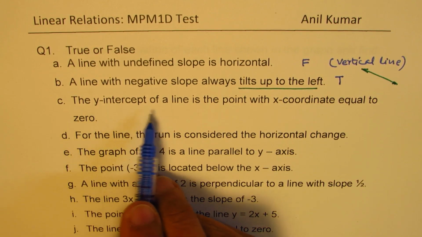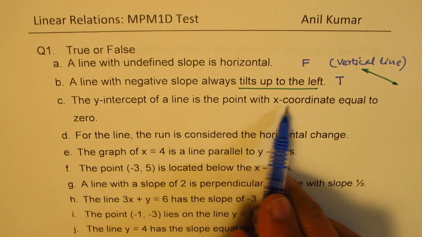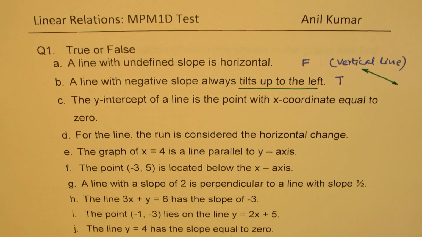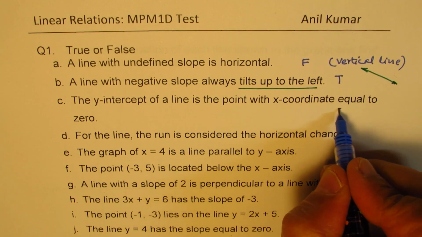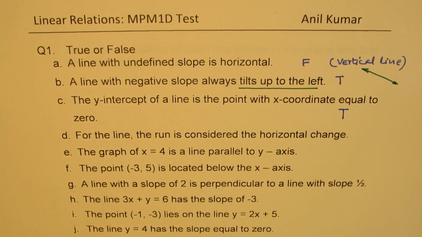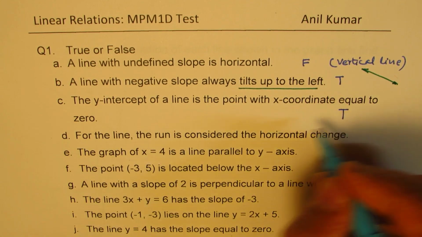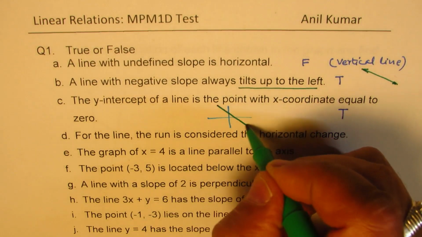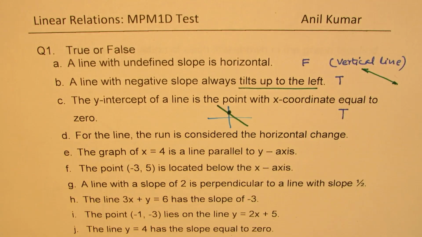The y-intercept of a line is the point with x-coordinate equal to 0. That is correct. So this statement is also true, right? So if you have a y-intercept, basically, let's say we draw a line here, then that is the y-intercept where x is 0.